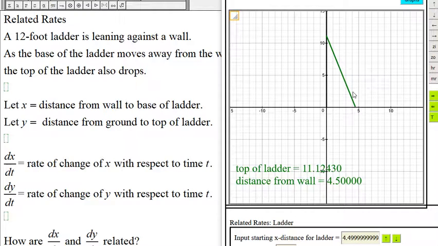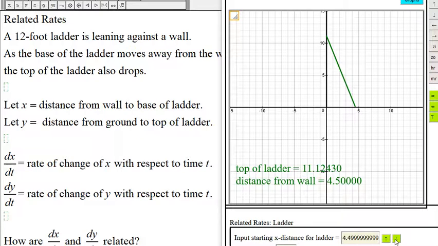So here we have a ladder that is 12 feet long, and it's leaning against this wall right here. So this is the wall. And the distance from the wall to the base of the ladder, we call that x. The distance from the ground to the top of the ladder, let's call that y.